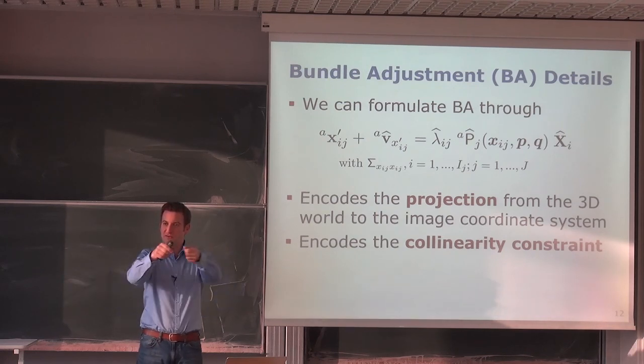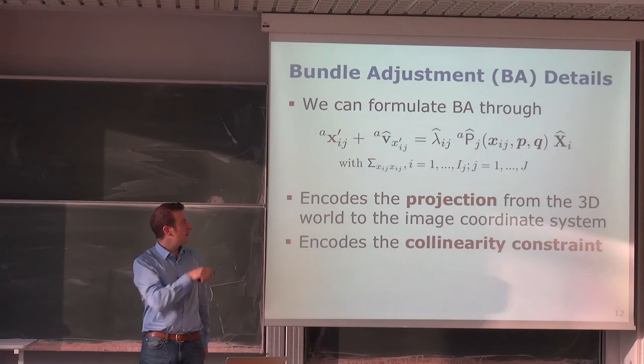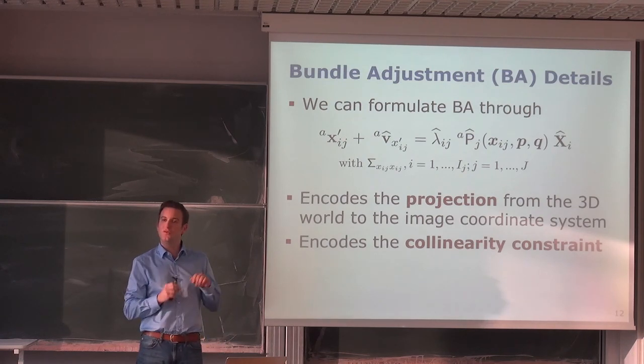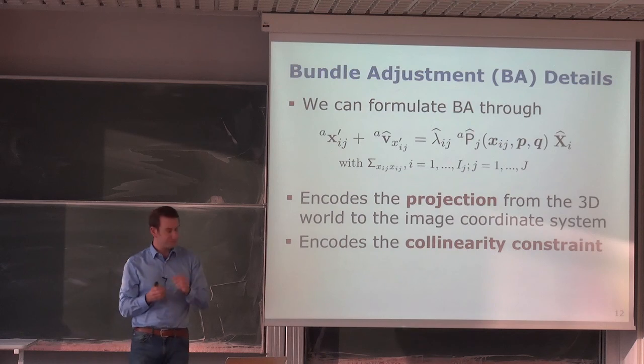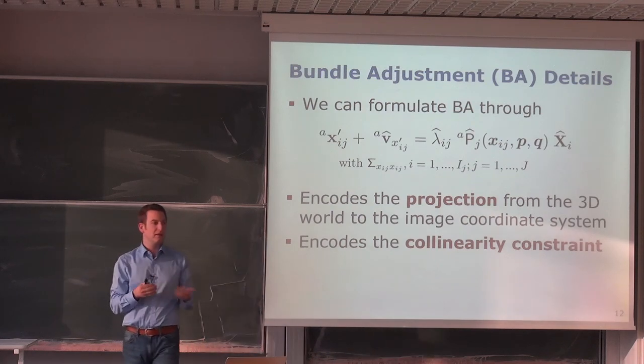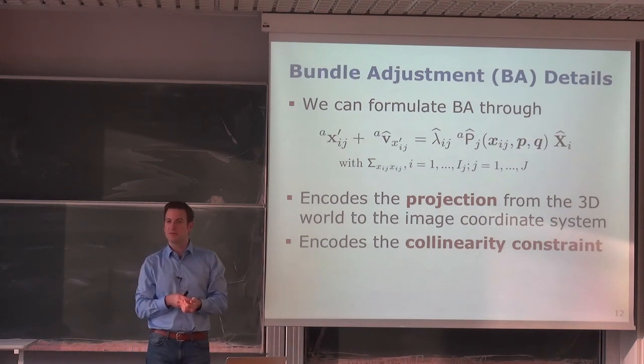And this data association problem, which point this is, is already encoded in this equation due to the indices i and j. And we assume this to be correct. So we assume to know if we observe a point in our image, we can actually associate that with a real 3D point in the environment.